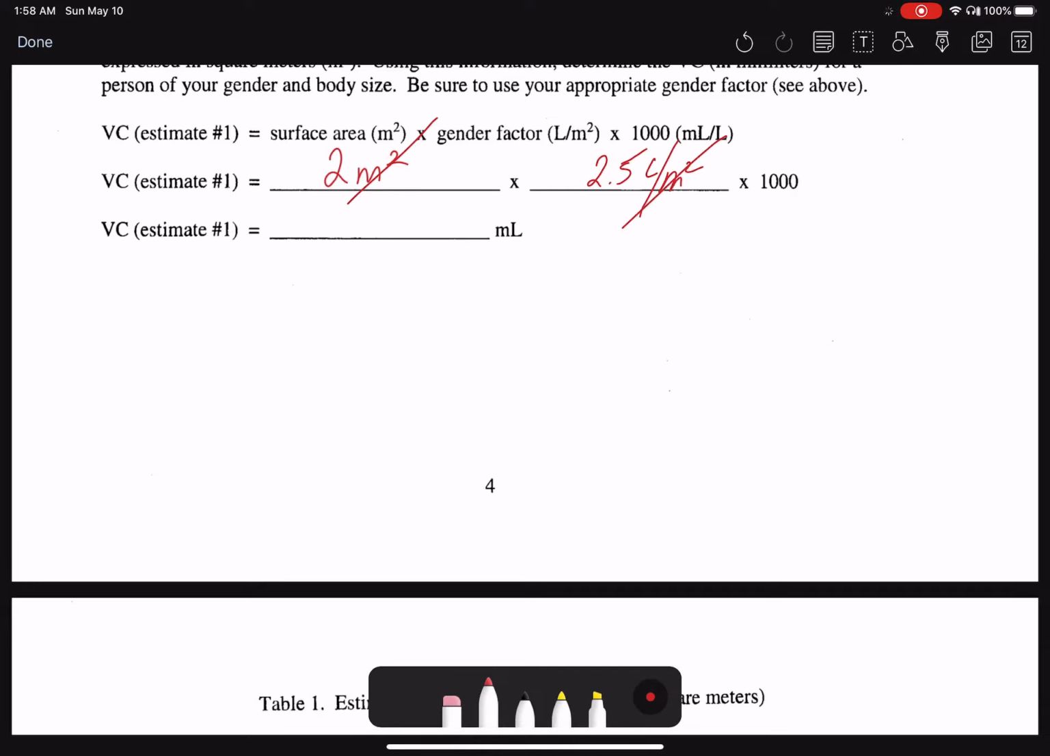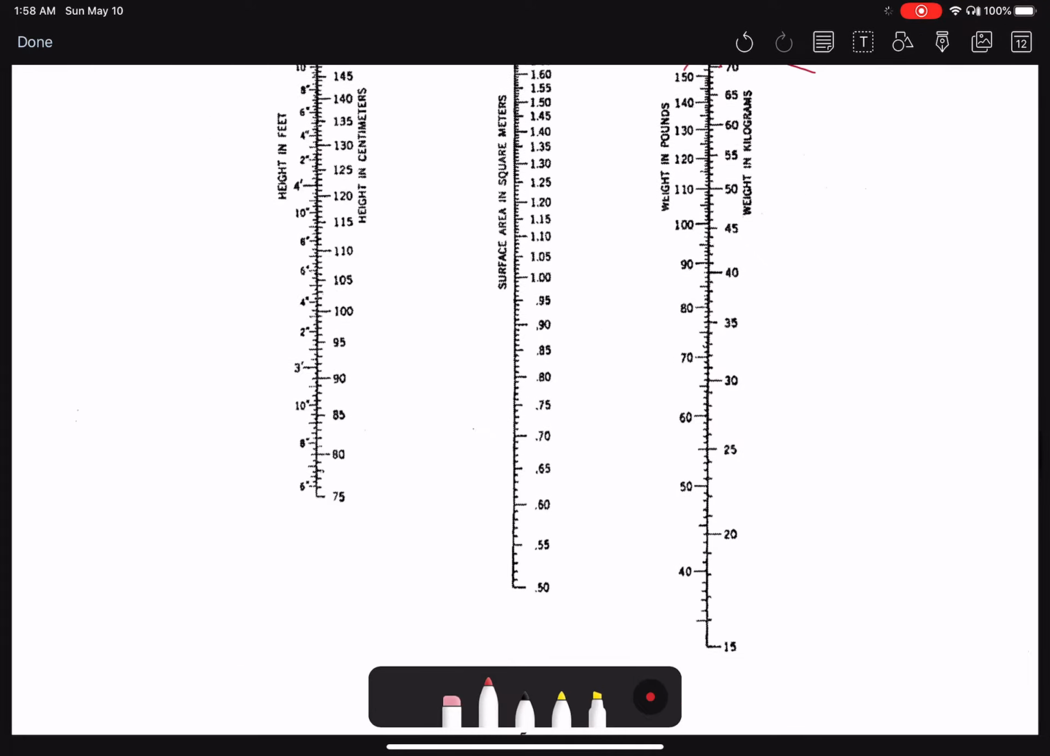When you multiply 2 times 2.5 liters, you get how many liters? You get 5 liters. Now to convert this to milliliters, because we want to find our estimated forced vital capacity in terms of milliliters, you're going to multiply that number by 1,000. So 5 liters times 1,000 gives the equivalent number of milliliters, which is 5,000. So we got a total of 5,000 milliliters as my estimated forced vital capacity using the nomogram method.